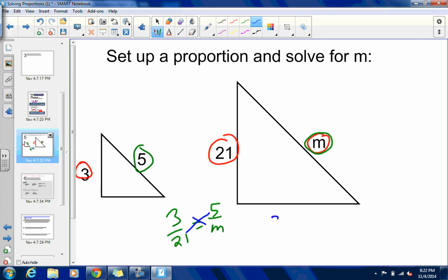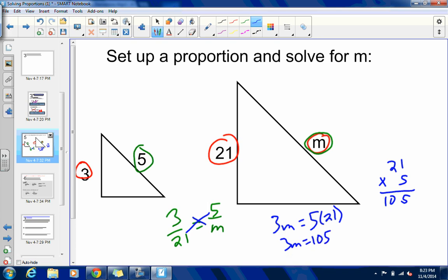So you get 3 times m equals 5 times 21. And if you do 5 times 21, we'll write it over here. 21 times 5, 5 times 1 is 5, and that is going to be 105. So 3m equals 105.